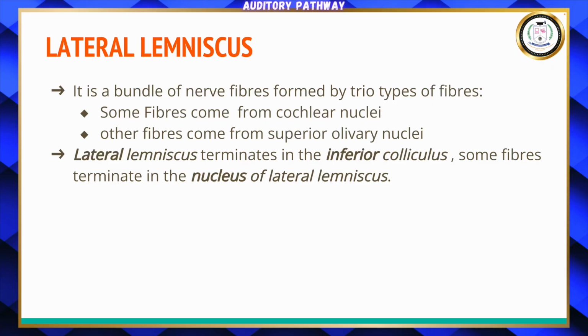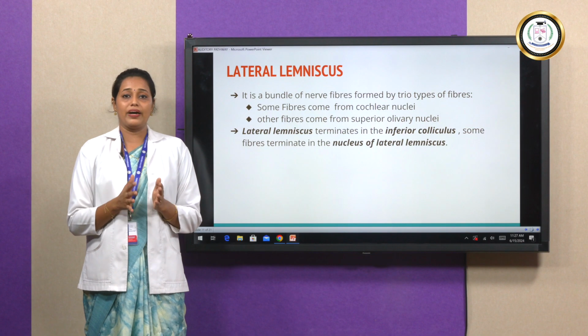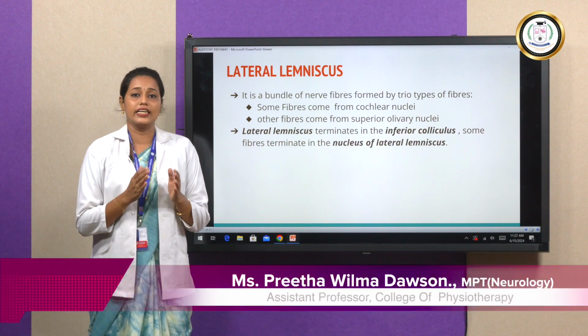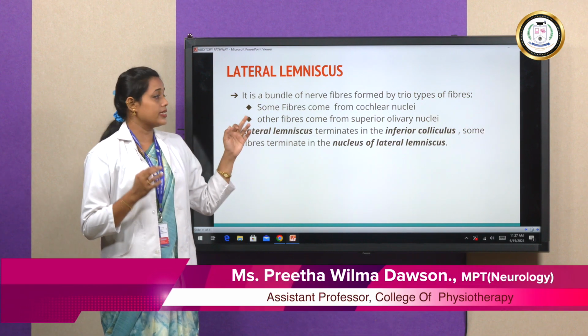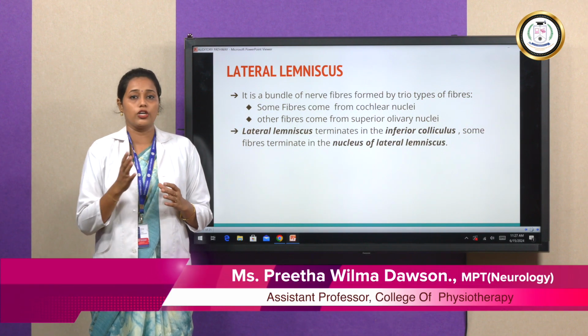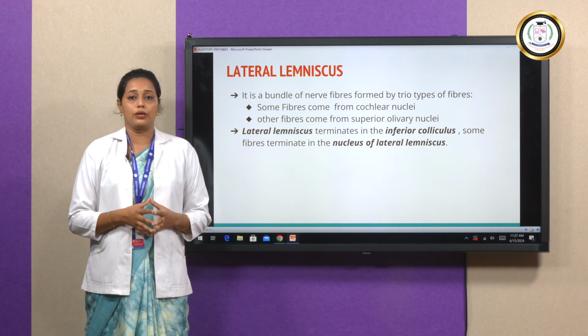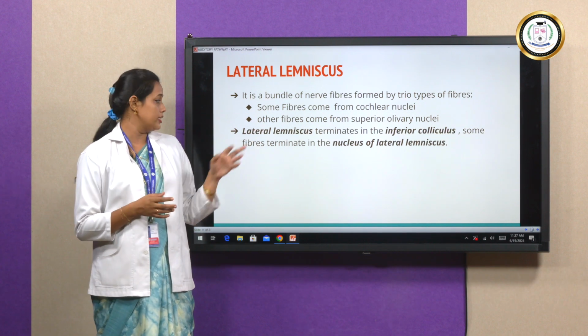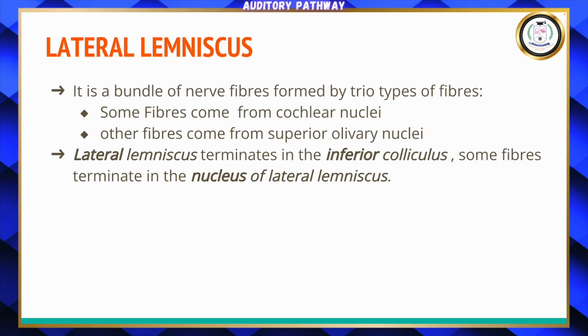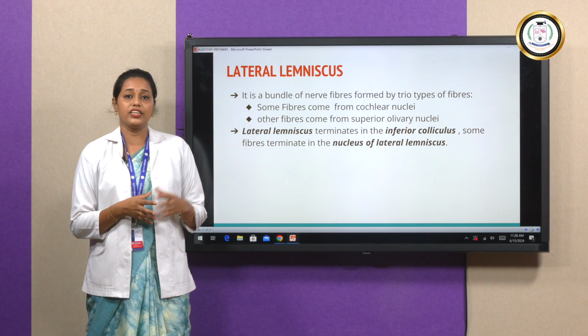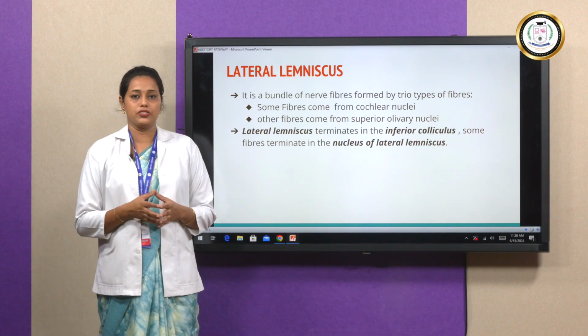Next we'll start with the lateral lemniscus. This lateral lemniscus is a bundle of nerve fibers. It is formed by three types of fibers. Some fibers will be coming from the cochlear nucleus whereas the other fibers will be coming from the superior olivary nucleus. Lateral lemniscus will terminate in the inferior colliculus and some fibers will terminate in the nucleus of the lateral lemniscus.